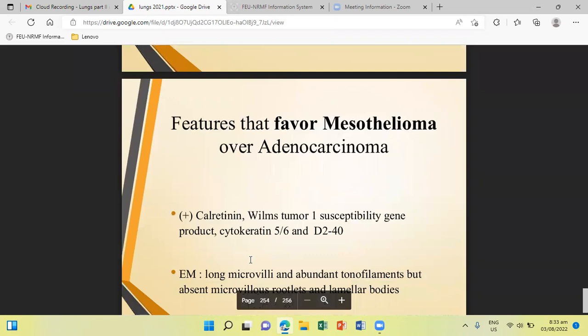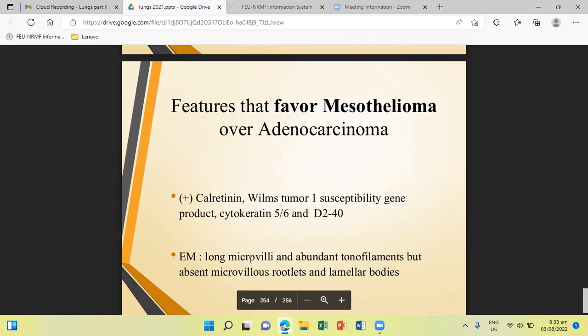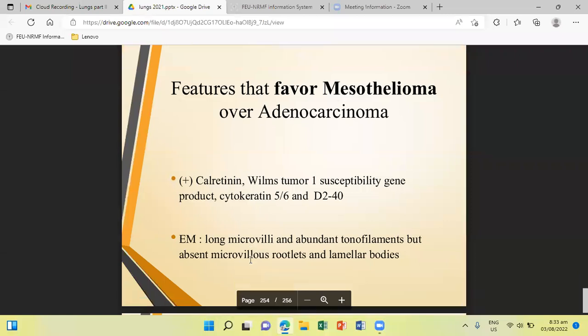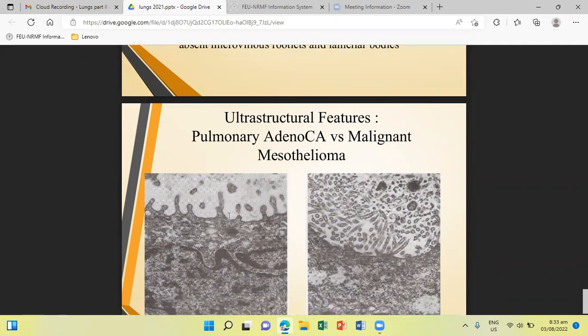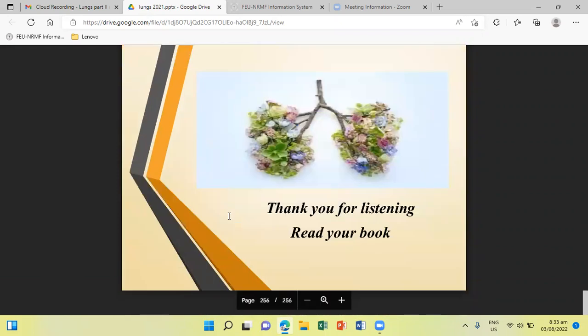Or you can also do electron microscopy, because for electron microscopy, if it is long microvilli that you see, this is an example. So this is long microvilli. That tells you that if this is what you see, then the tumor is malignant mesothelioma. If you see that it is small, short, and blunted like this, then the glandular forming tumor is a pulmonary adenocarcinoma. So that ends the chapter.